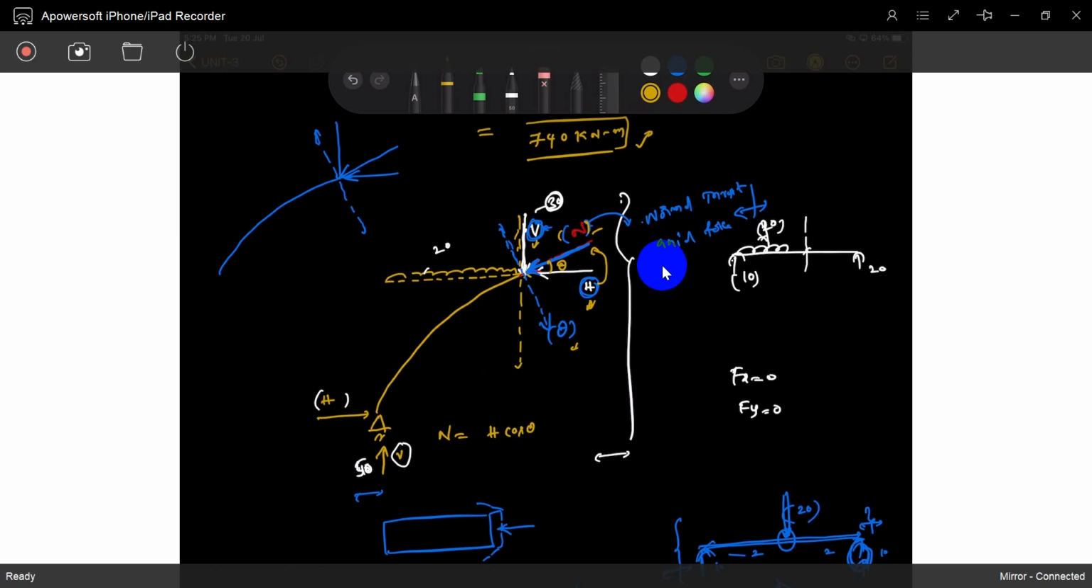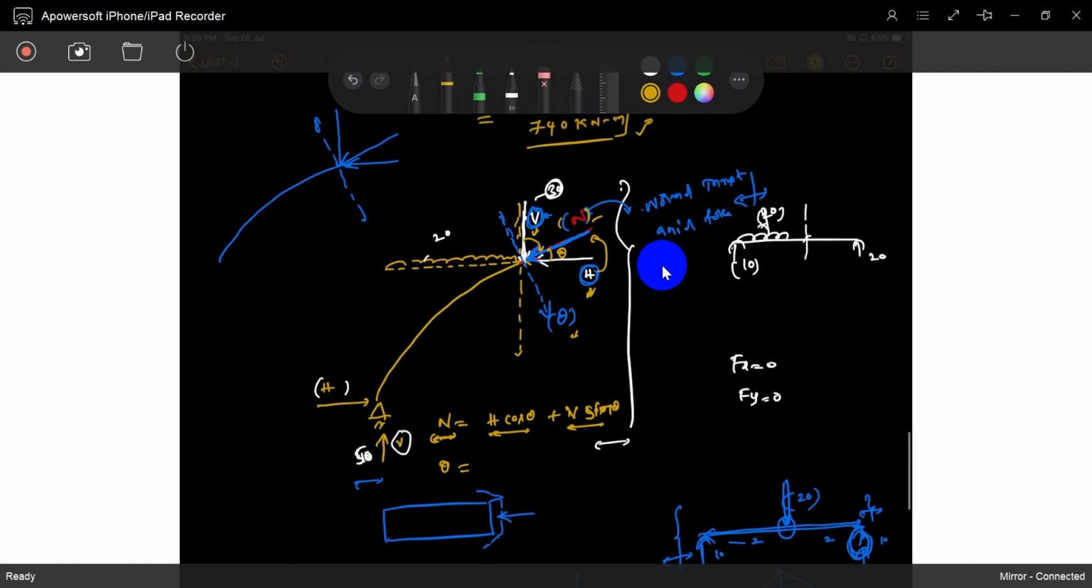So if you take N, it is H cos theta. H cos theta goes in the direction of N, and also from V it is V sin theta. That's it. So in the direction of N, H cos theta and V sin theta will go.